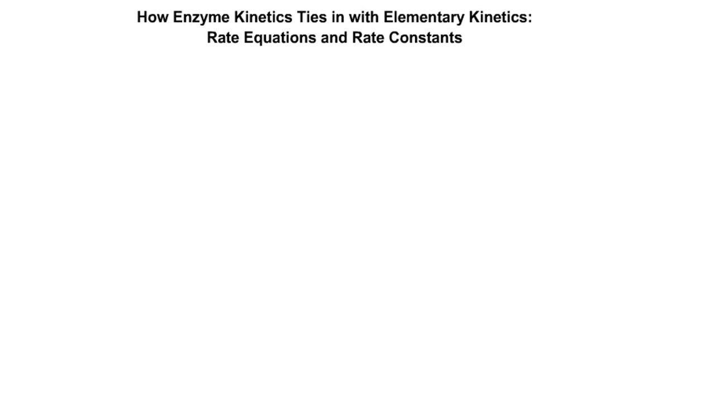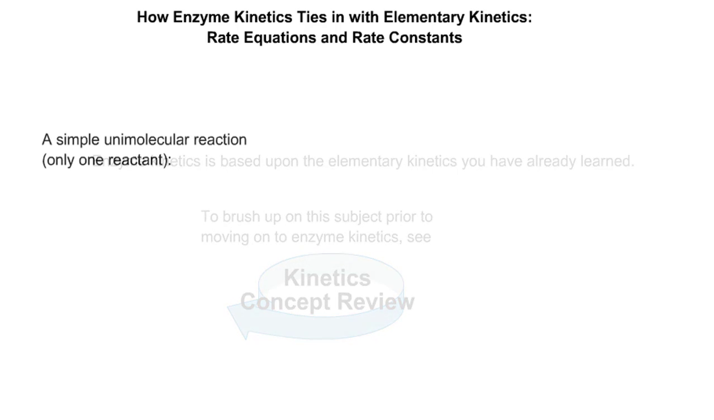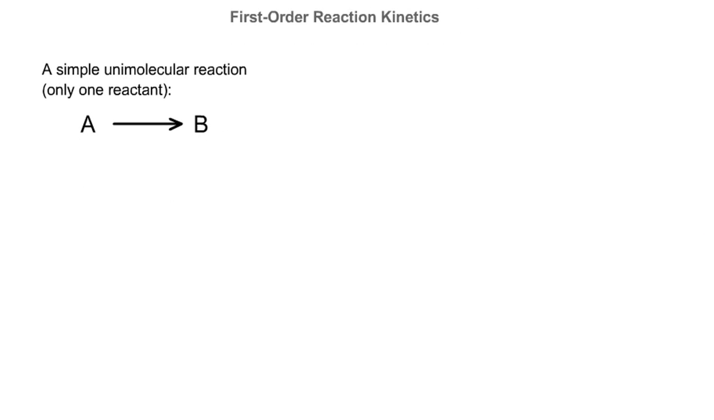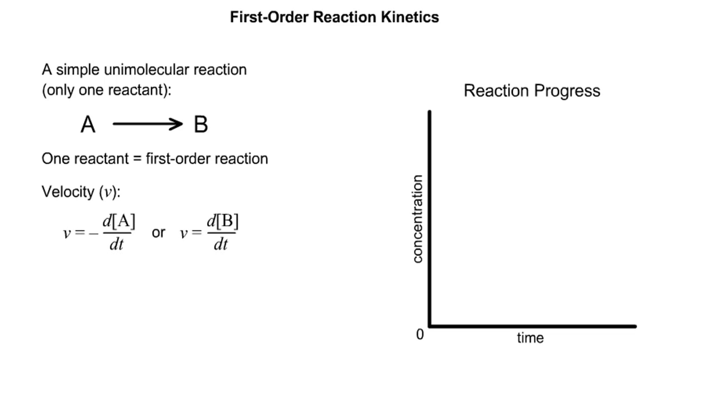Our first objective for this exercise is to show how enzyme kinetics relates to the elementary kinetics you studied in general chemistry. Let's begin with a simple reaction, a unimolecular reaction that can be described as A being converted into B. Since there is only one reactant, this is a first-order reaction whose rate or velocity can be described as the disappearance of the reactant over time or the appearance of the product over time. The reaction rate is represented by the slopes of these lines and is not constant.